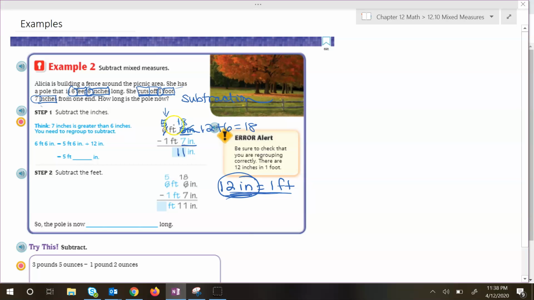And then they want us to finish the rest down here. 5 minus, because we borrowed there, plus the 1 would give us 4 feet. So the pole is now 4 feet, 11 inches. On the next one, I'm going to walk you through it, but I'm going to let you pause and see if you can solve it on your own to see how well.